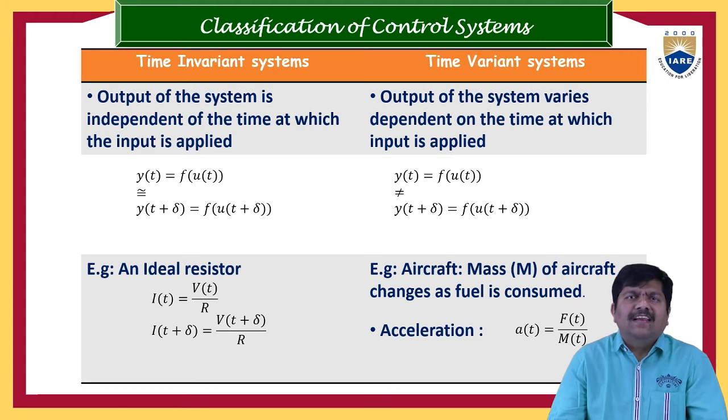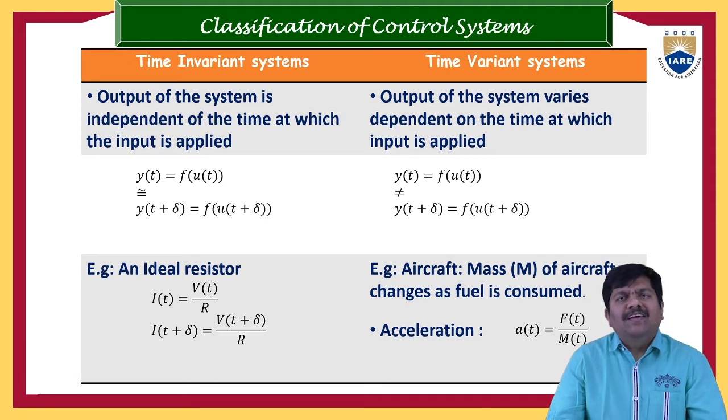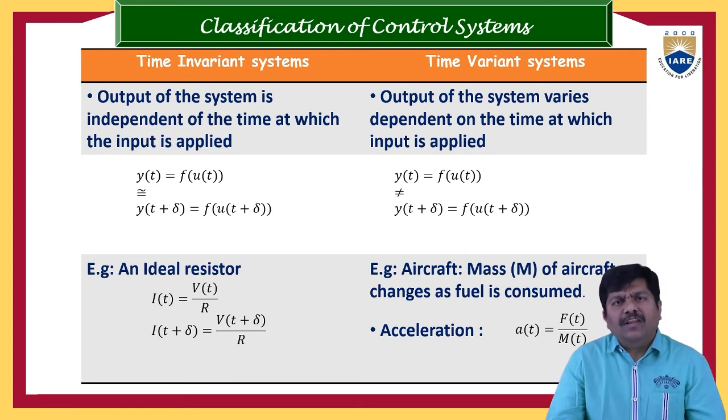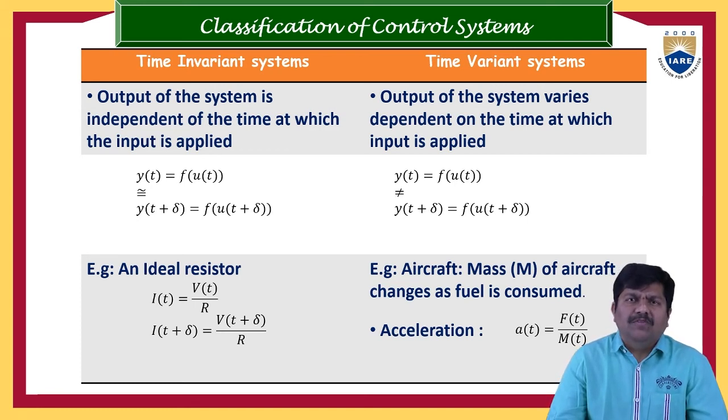Take an ideal resistor. If only a resistor is connected in the system, and the resistor is ideal in nature, it will not change whether you bring that resistor in at t equals 0, t equals 10, or t equals 100, whatever it may be. So the response won't change at whatever instant it was brought into operation. Irrespective of time, it will behave the same. Its performance will be the same for any time value. So this is a time invariant system. And then the time variant system.